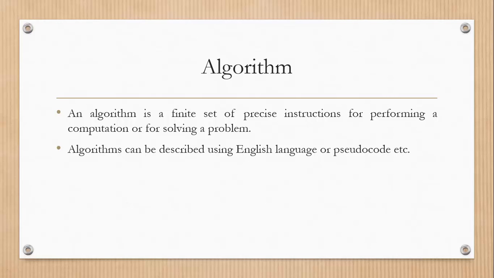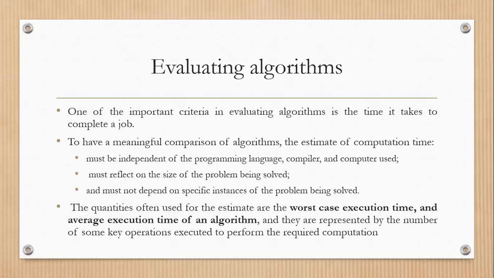First, algorithm. An algorithm is a finite set of precise instructions for performing a computation or to do a particular task. We write an algorithm for solving a problem. It can be described using any natural language like English or using pseudocode. Suppose I give you a problem to solve, then you will write an algorithm for that problem. Different students may write different algorithms for that problem. Then how will we evaluate which algorithm is the better one?